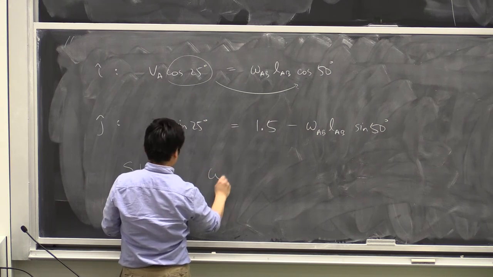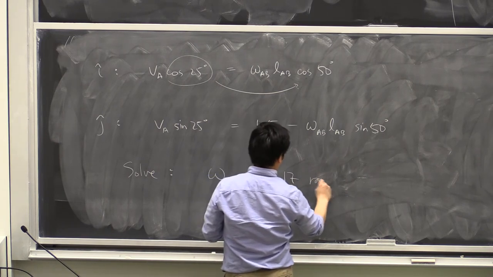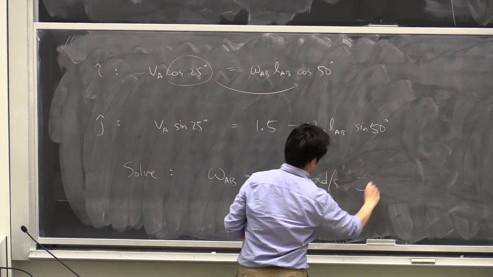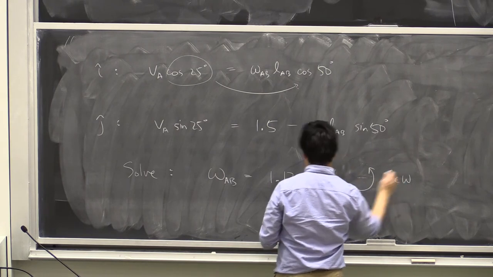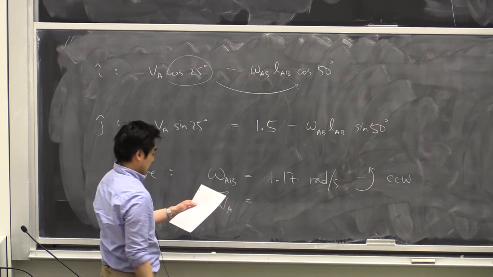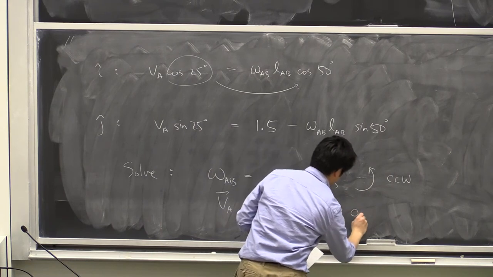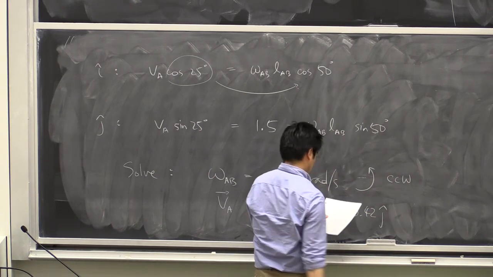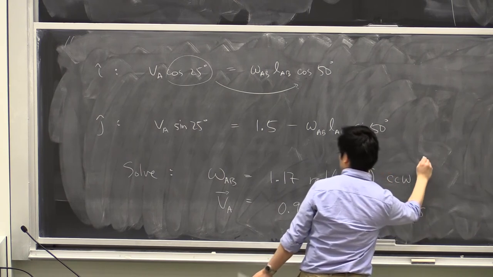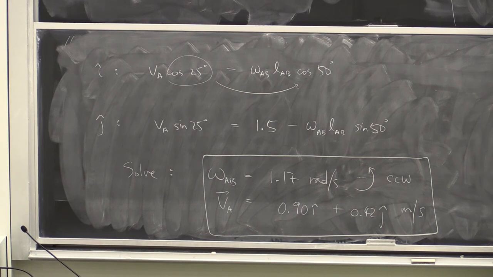And I'll spare you the math. It's just omega AB is 1.17 radians per second counterclockwise. VA is 0.90i. And with those two equations, you can simultaneously solve the two unknowns, and you have both the velocity and the angular velocity of the rod. Okay?